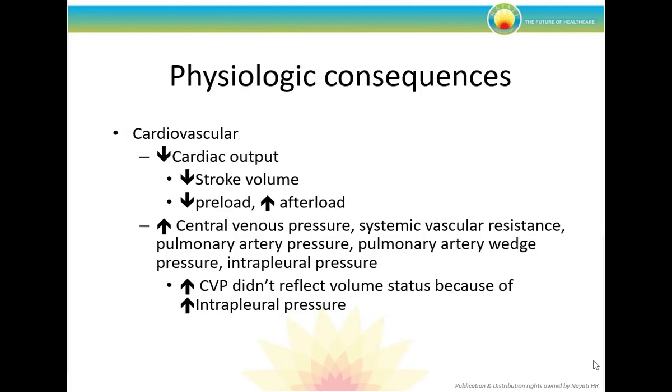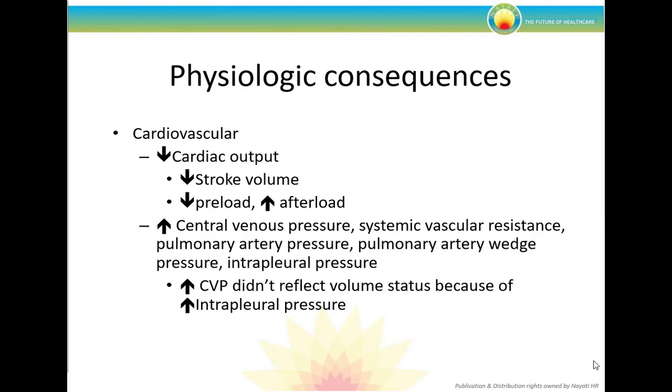So what are the physiological consequences on various organs? Coming to the cardiovascular, there will be decreased cardiac output, decreased stroke volume because of decreased preload and increased afterload. So when there is intra-abdominal hypertension, it pushes the diaphragm up, raising the intrathoracic pressures, which decreases the preload. Intra-abdominal pressure itself can decrease the preload. Afterload will also get affected when there is increased intrathoracic pressure.